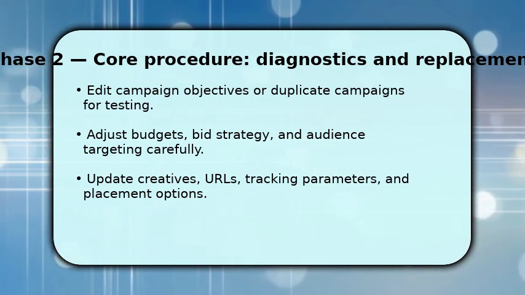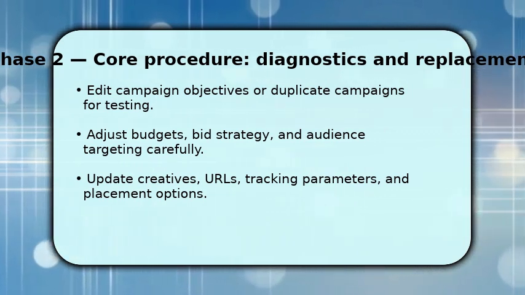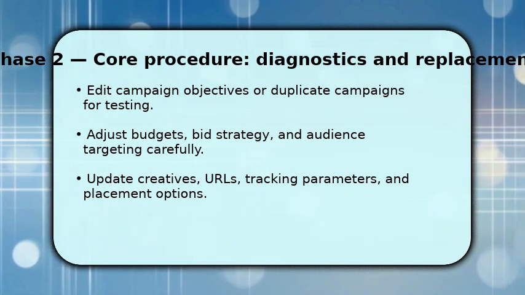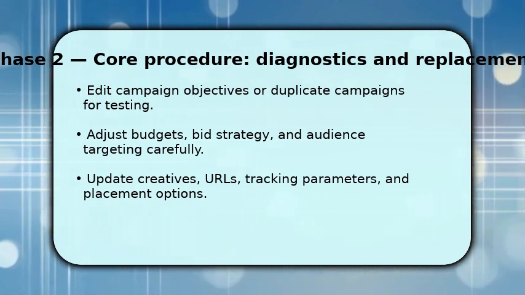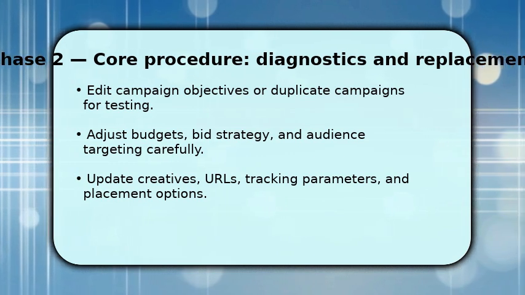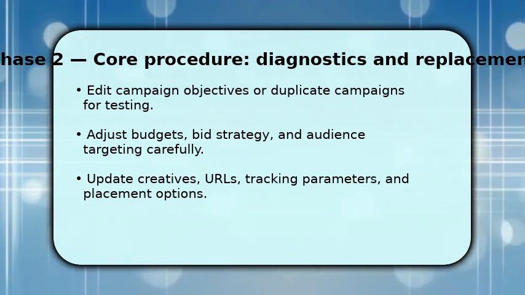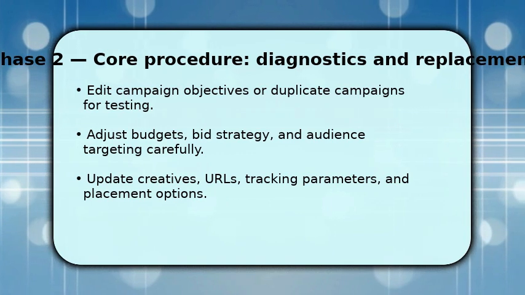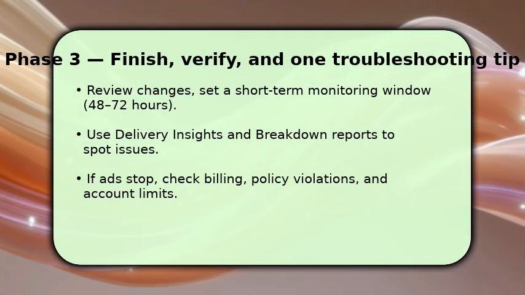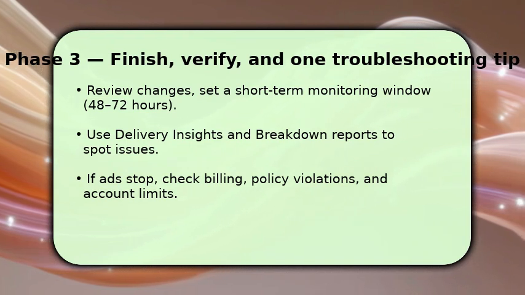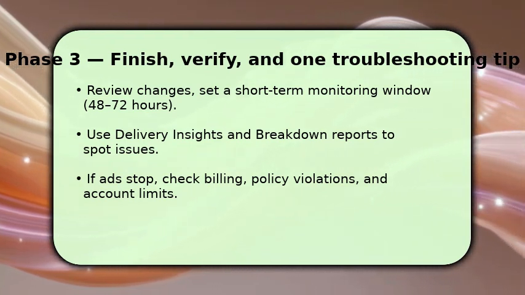Tighten or broaden audience targeting based on recent data, and update creatives and destination URLs with consistent UTM tracking. Once done, confirm pixel events and conversion API are active so measurement remains accurate. Finish by reviewing every change in summary view, then set a 48 to 72-hour monitoring window to evaluate impact.